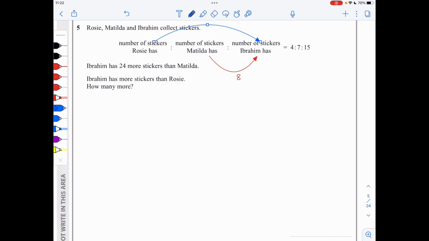So this means that we can use a ratio. A difference of 8 corresponds to 24 stickers. So a difference of 11 will correspond to x stickers. So x is 11 times 24 over 8. I simplify the 8 with the 24, I get a 3, and this gives an answer of 33 stickers.